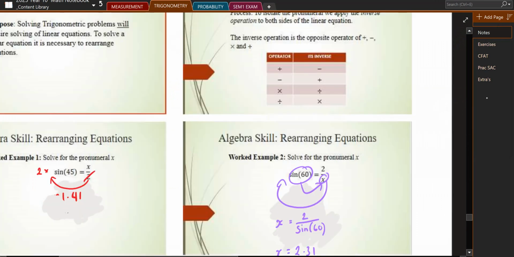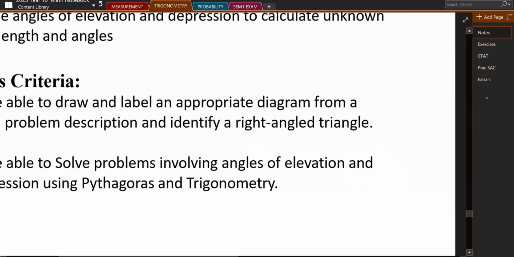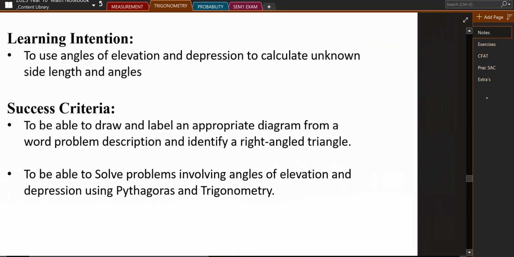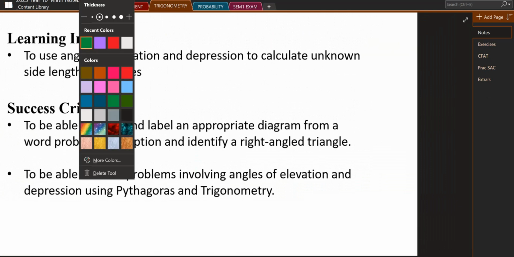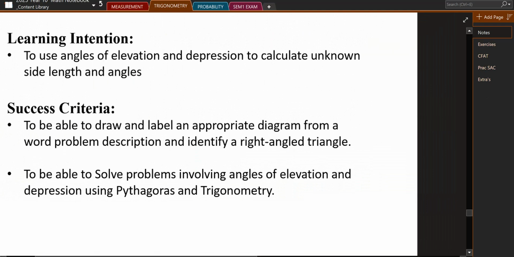I did jump a little bit ahead, but just so you're aware, these are our LI and SCs, or learning intention and success criteria. So today, we look at angles of elevation and depression. Those are a couple of new terms that we haven't really come across yet in class. Actually, we have, but we didn't really go in depth with it. And then again, like I mentioned, it's all about calculating unknown side lengths and angles.